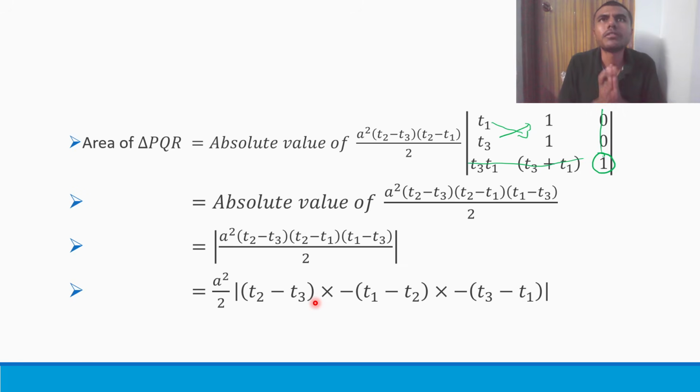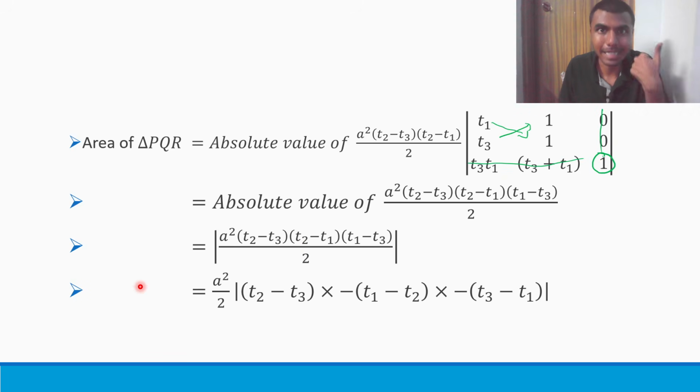Now, in our final answer, they are expecting our answer to be y1 minus y2, y2 minus y3, y3 minus y1. So cyclic order 1, 2, 2, 3, 3, 1. Here 2, 3 is there. Here 1, 2 should be there, but 2, 1 is there, like T2 minus T1. So what I'm doing is taking minus common.